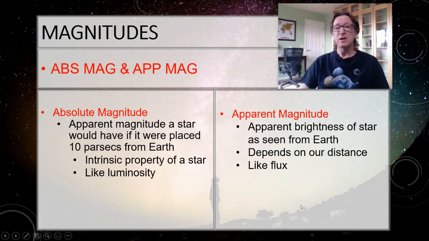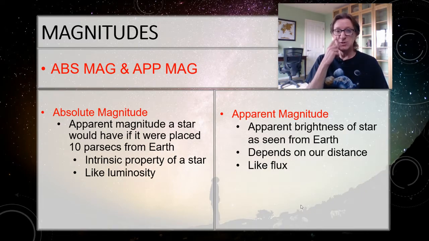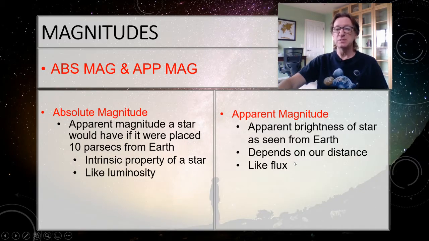So the new concept today is magnitudes, and they are very similar to using luminosity and using flux. So the absolute magnitude is how bright it really is. It's not how bright it seems to your eye, it's how bright that star really is out there in space. Apparent magnitude is how bright it looks to your eye. And so the apparent magnitude depends upon your distance, so it's like the flux. On the other hand, the absolute magnitude is, by definition, the apparent magnitude it would have if it were 10 parsecs away from Earth. We don't have to worry too much about that.